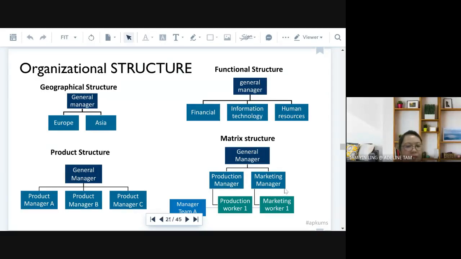And last, we have matrix structure. Matrix structure means the company has a few different teams within one department. For example, we have this production manager and marketing manager. This is actually functional structure. But under the functional structure, we also have another team, pengurus, another team. So this other team will be in charge of all the other workers.